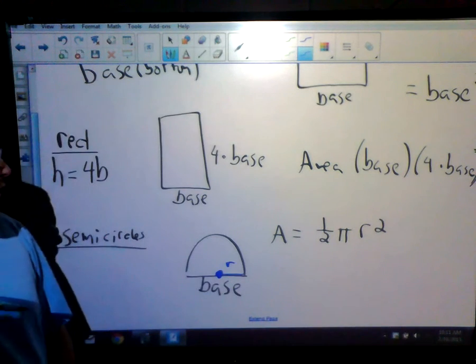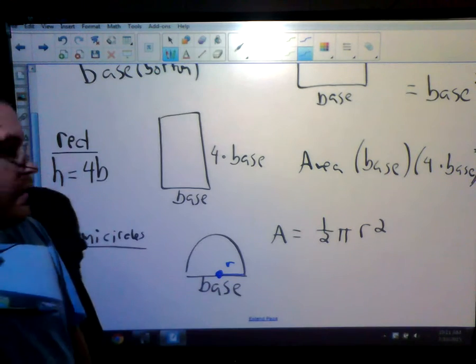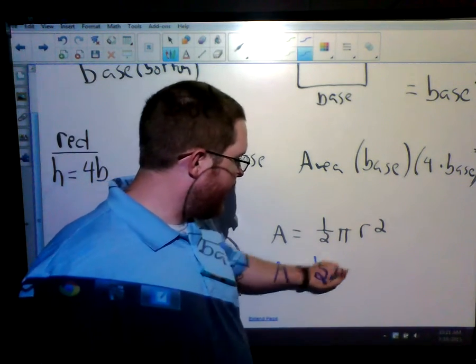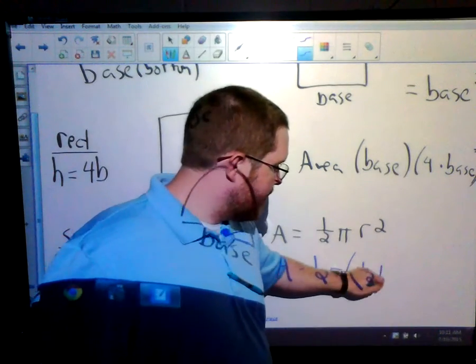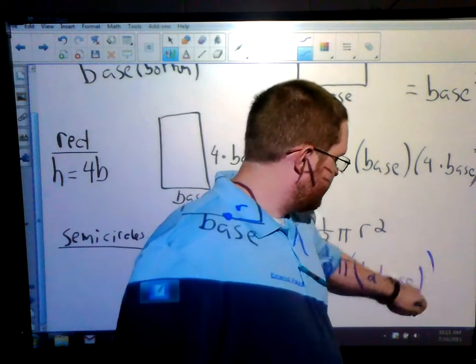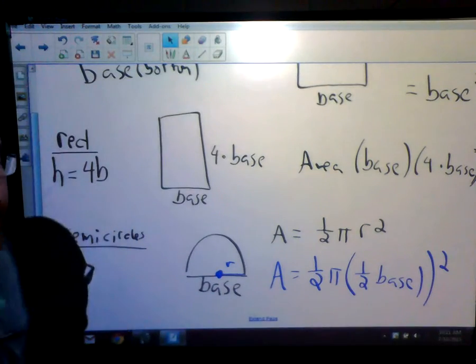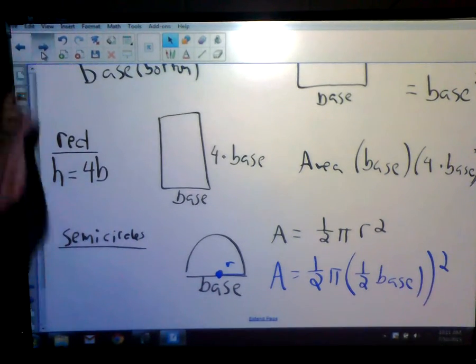What's the radius of this circle? It's not the base. It's only half the base. So the area of a semicircle is 1/2 pi, 1/2 the base, quantity squared. And you'll see what I mean with these next examples. Let's take a look at this.